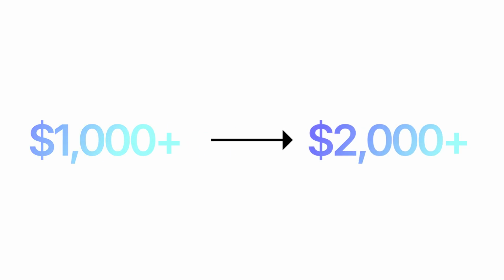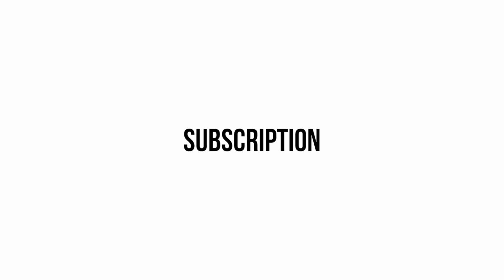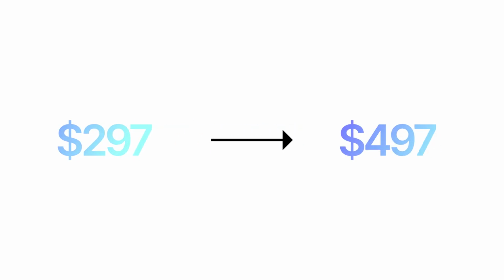Option 1, one-time setup fee. Charge $1,000 to $2,000 to build and deploy this for a client. They own it, you move on. Option 2, retainer model. Charge $297 to $497 per month for setup plus ongoing support. If they generate 50 videos a month, you're essentially charging $6 to $10 per video, still way cheaper than hiring freelancers.